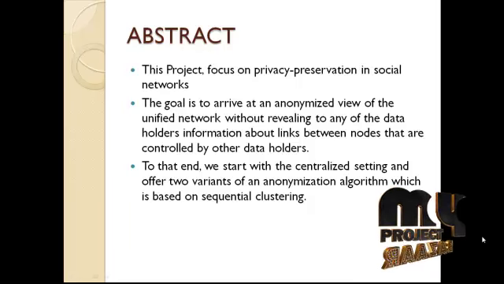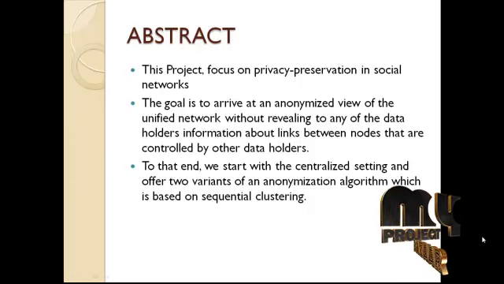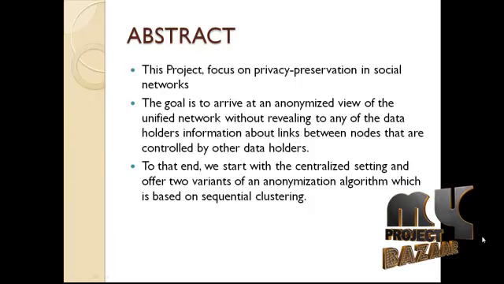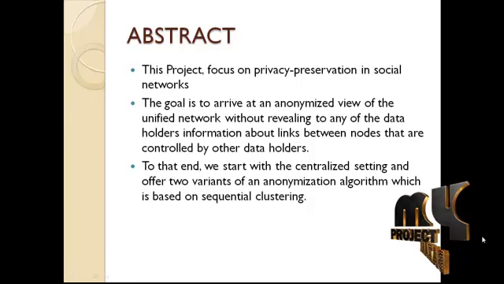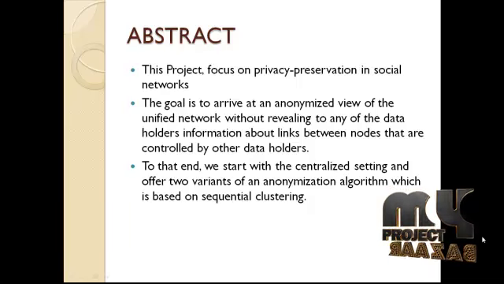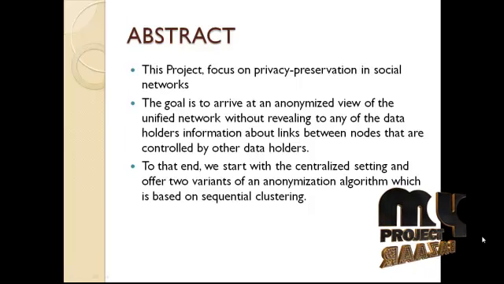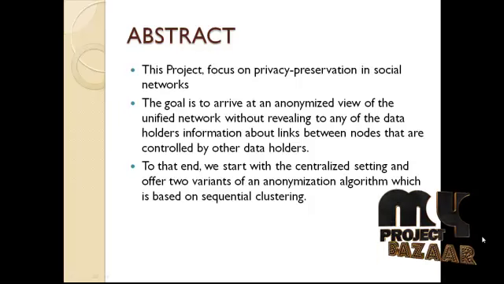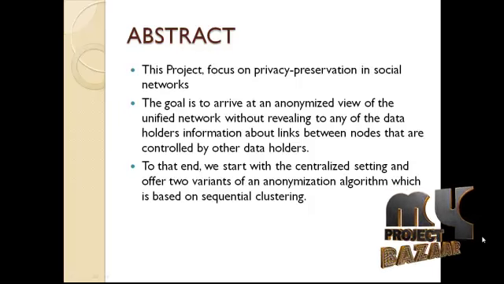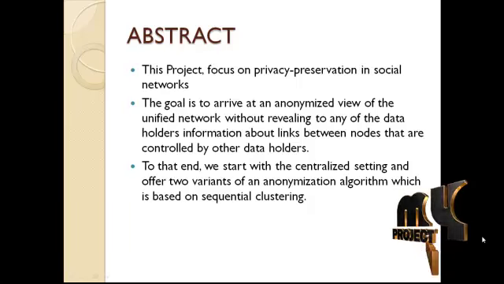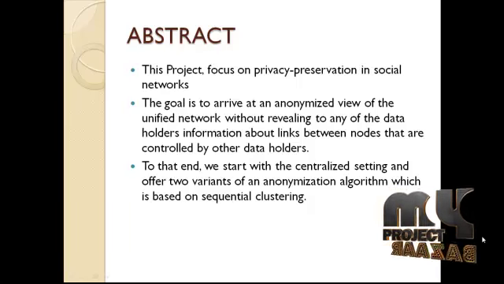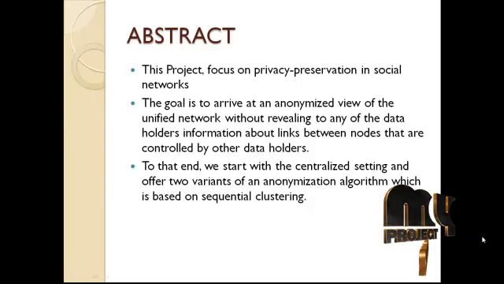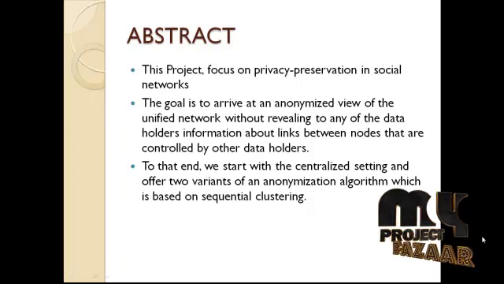To that end, we start with the centralized setting and offer two variants of an anonymization algorithm, which is based on sequential clustering. Our algorithm significantly outperformed the Sangria algorithm due to Campan and Truta, which is the leading algorithm for achieving anonymity in networks by means of clustering. We then devise a secure distributed version of our algorithm. To the best of our knowledge, this is the first study of privacy preservation in distributed social networks. We conclude by outlining future research proposals in that direction.